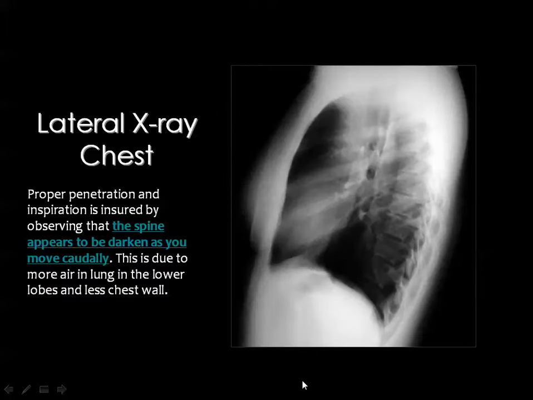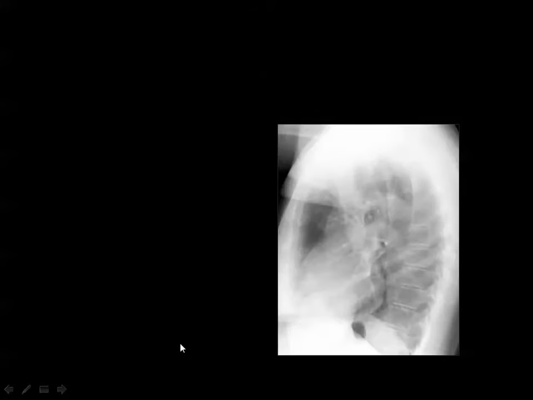In the lateral view, you should notice that the upper dorsal vertebrae are white while the lower dorsal vertebrae are black, and that's because the upper dorsal vertebrae are superimposed by the shadows of the shoulders of the patient, while the lower dorsal vertebrae are superimposed by the lung bases containing air.